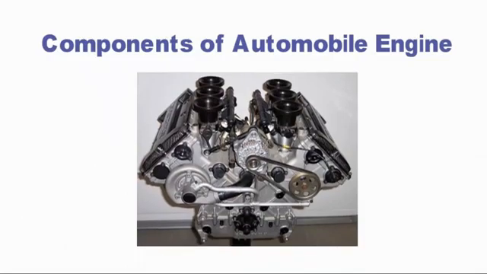Components of automobile engine. Automobile engines are complicated mechanisms that are made up of several internal parts that work like clockwork to produce the power that moves your vehicle. In order for the engine to operate properly, it needs all of its parts to be in good condition. One fault can be disastrous. Let's take a look at the main parts of the engine.